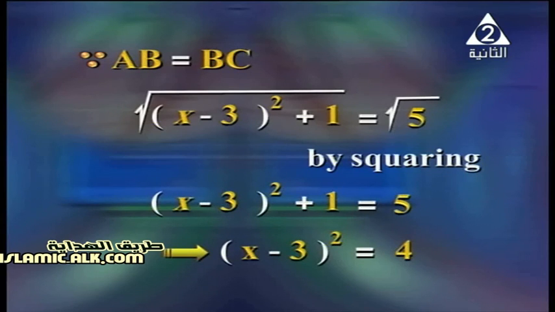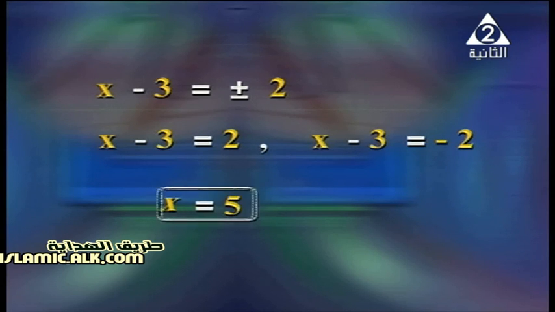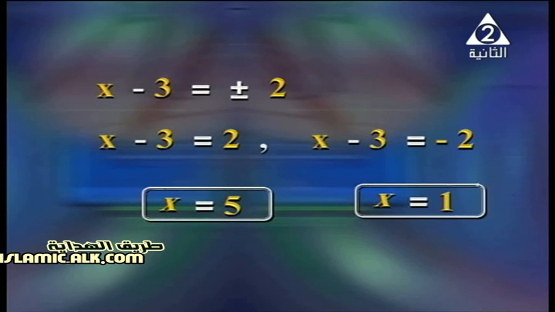Look carefully. By taking square root for both sides, you are going to find that x minus 3 equals positive or negative 2. And here we can say that x minus 3 may be 2 or x minus 3 will be negative 2. In the first part, we can find the value of x as 5. In the second part, we can find the value of x as 1. And here you have two values for x, 5 or 1. Let us have another example.